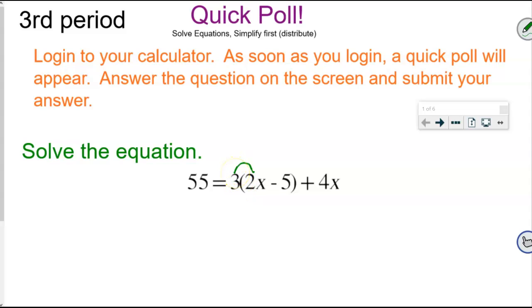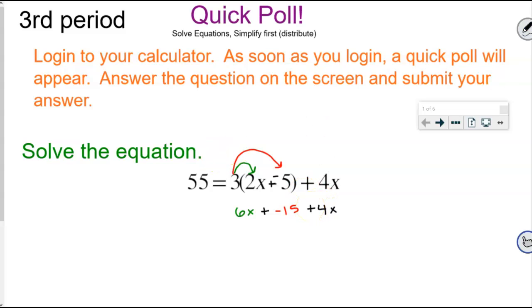So I do have three groups of 2x, which is 6x. And I have three groups of -5. Notice what I did as I did that. I had subtraction that I changed to adding a negative. So three groups of -5 is -15. Plus the 4x after I do that distribution.